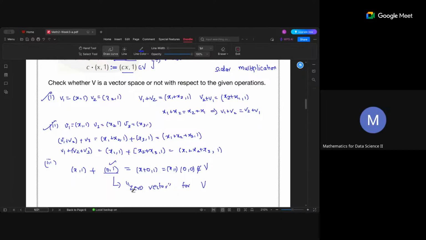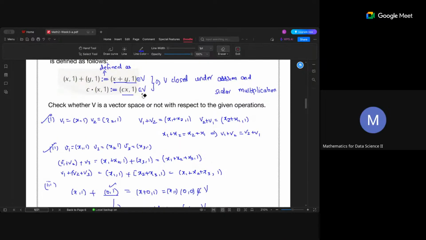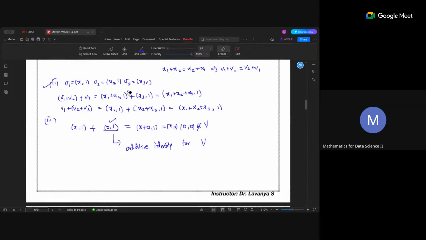So what is meant by the 0 vector here? If this 0 vector is confusing, that is why I introduced the name additive identity. Let's write additive identity. Some people call it the 0 vector as well. So let's not get confused. Let's call it the additive identity for V. It need not be the origin always. It depends on how you are defining your operations.